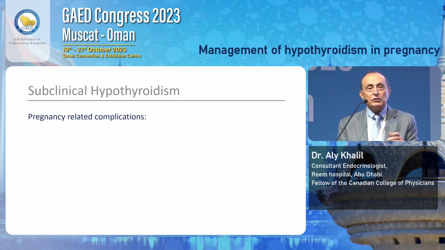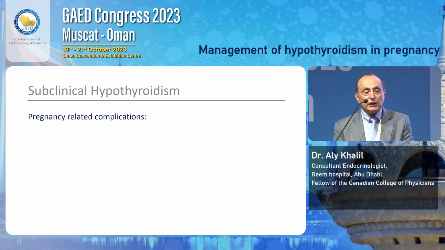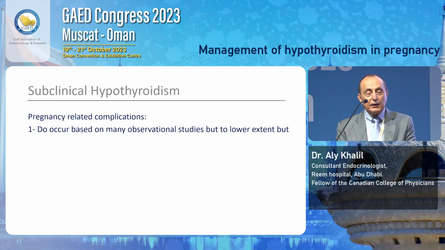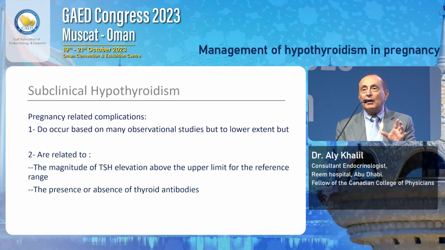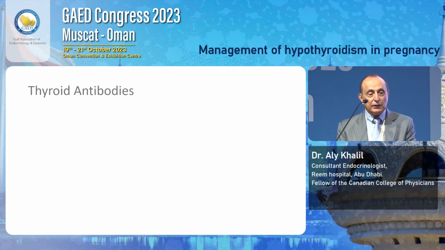One, as I mentioned, ethnicity, the level of TSH used for defining the state of hypothyroidism, and the methodology used in each lab. And so they do occur based on observational studies, but most of them are based on the level of TSH elevation and the presence or absence of thyroid antibodies. Those are the two elements that seem to affect mostly the pregnancy outcome that we've seen during pregnancy.